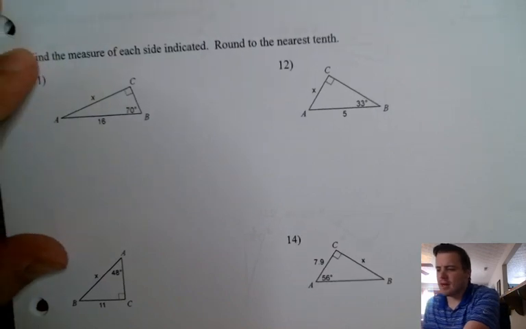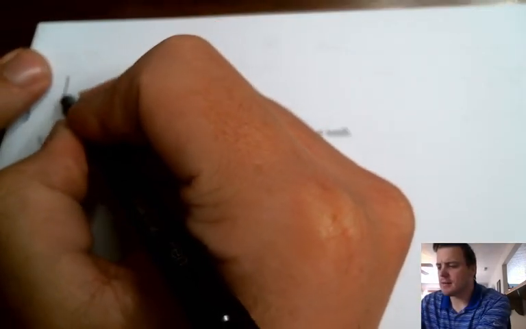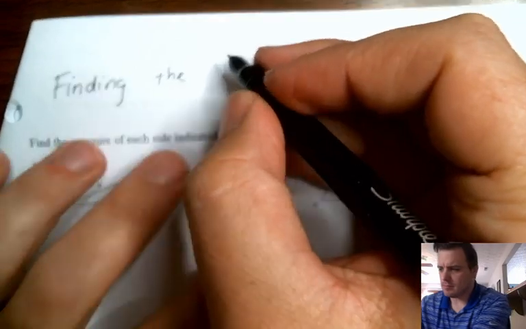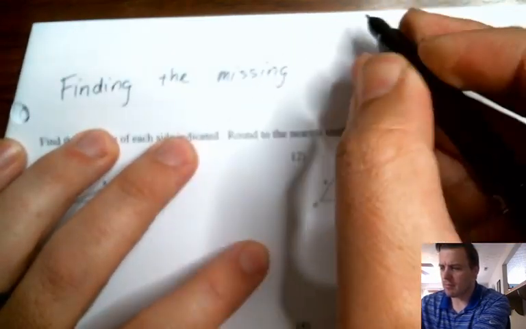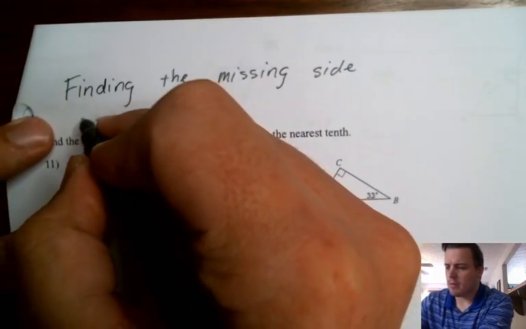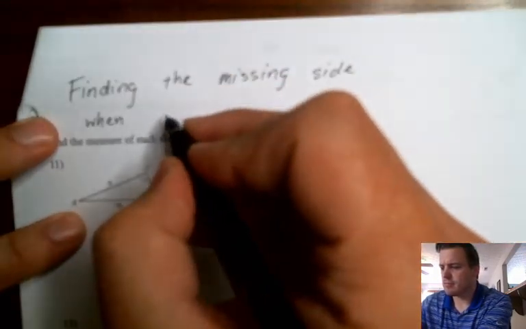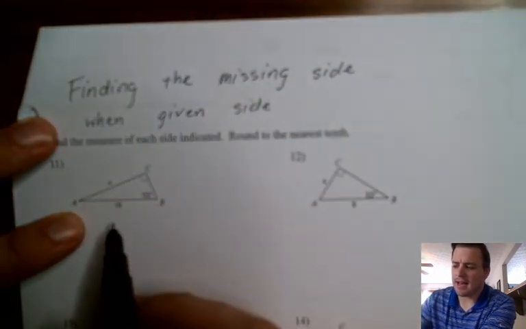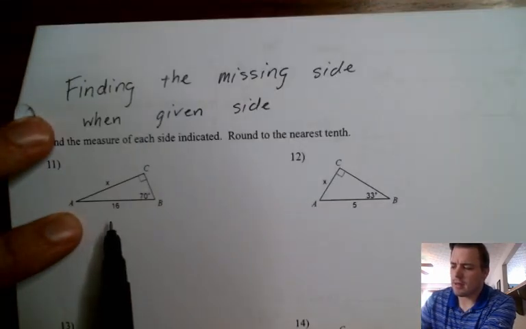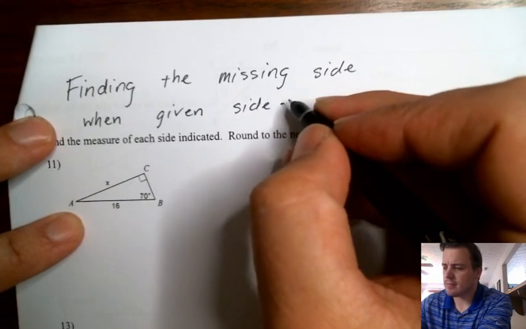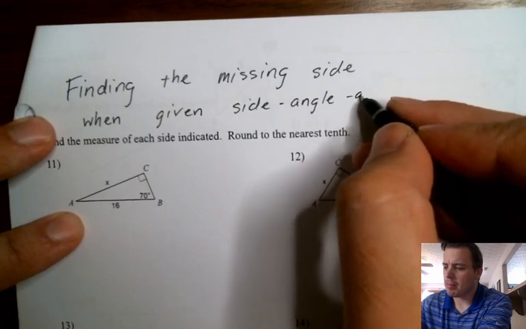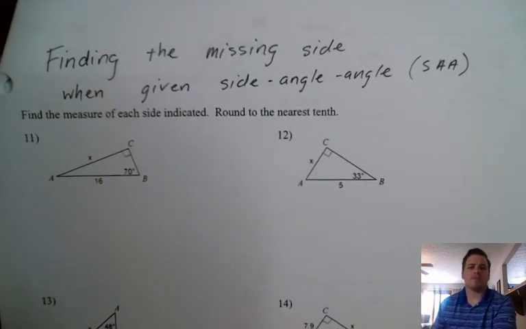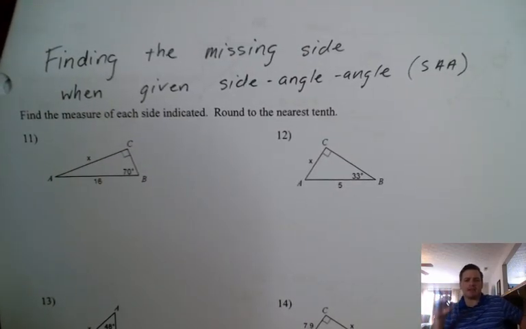Okay. So this right here, we're finding the missing side when given a side, an angle, and an angle. So finding the missing side when you're given side, angle, angle.